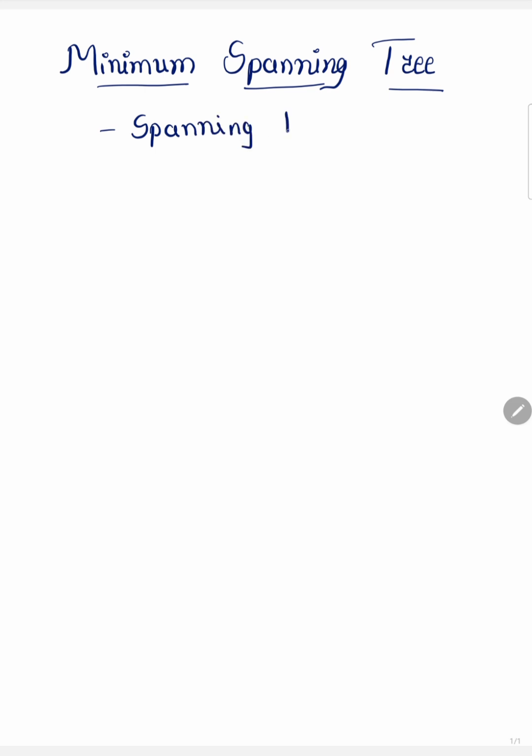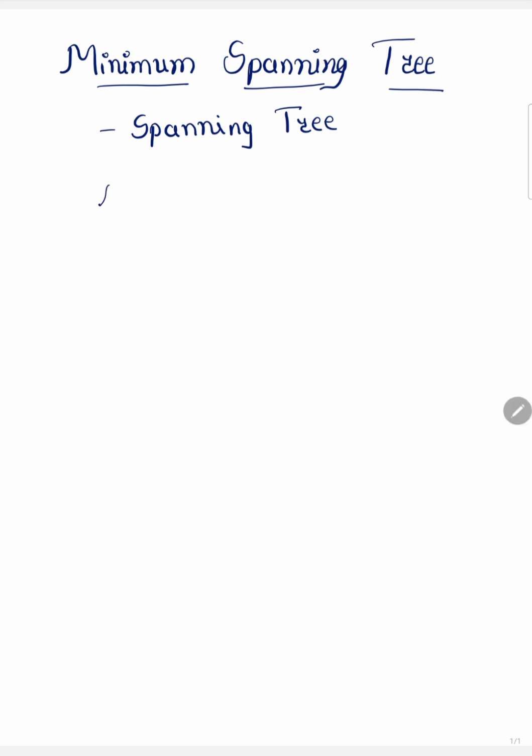So suppose you have a connected and directed graph, right? A spanning tree is a subgraph of that particular graph, which is a tree that connects all the vertices together. So let me explain you with an example.